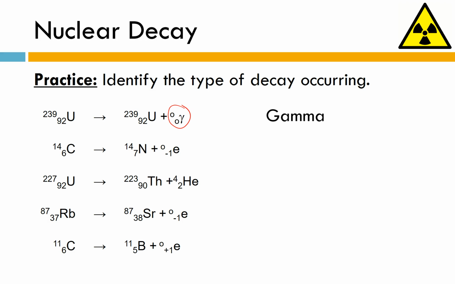All right, the second equation is showing us beta decay. We have a beta particle. For the third equation, it doesn't look like I have really any particle present, but don't forget a helium nucleus is a type of alpha decay.